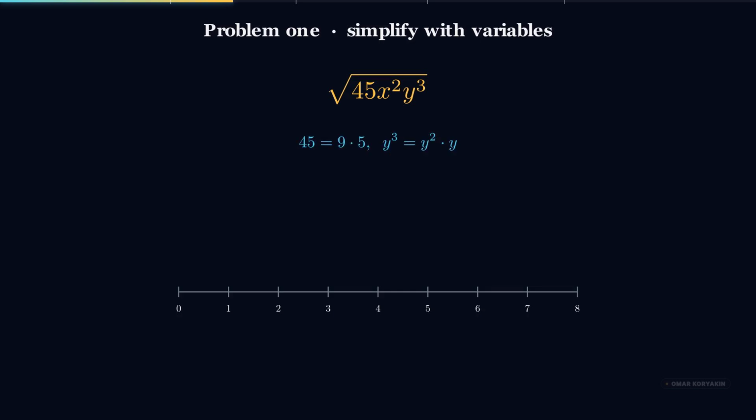Split the radical: square root of 9 times x squared times y squared, multiplied by square root of 5y. The first factor is a perfect square. The simplified form is 3 times the absolute value of x times y times the square root of 5y. Absolute value on x, because the index is even and x could be negative. y stays plain because the original radicand y cubed forces y to be non-negative.